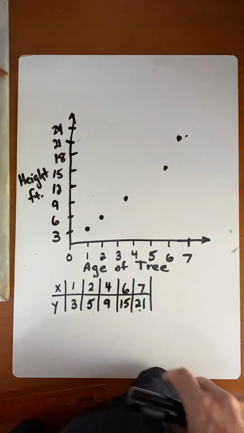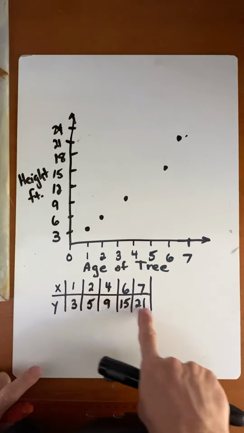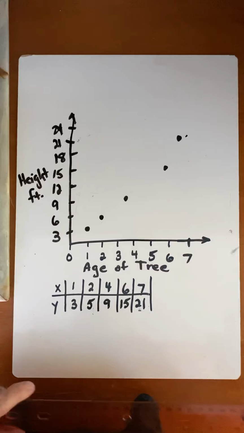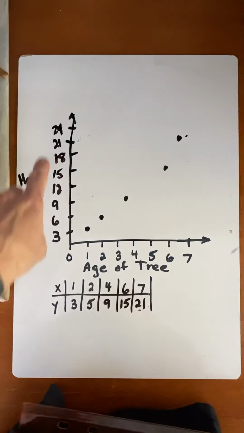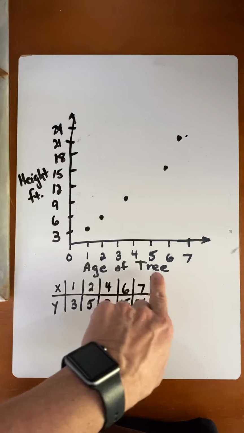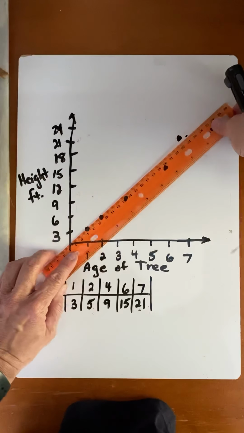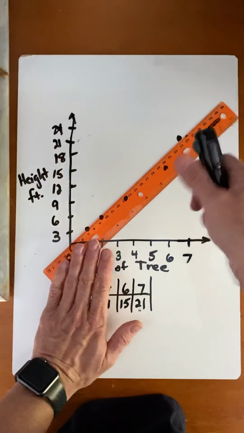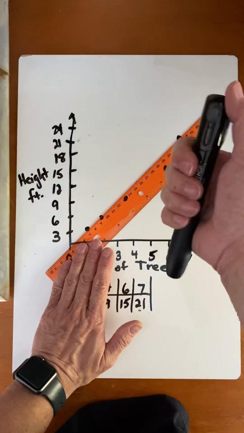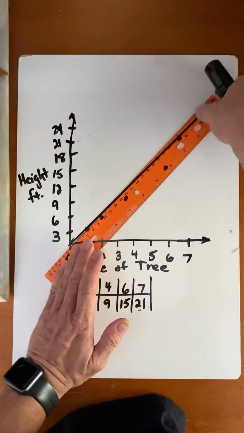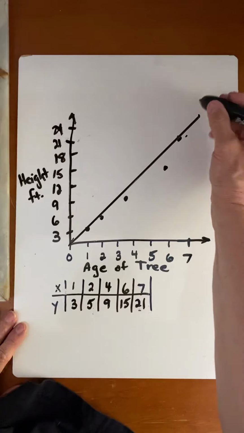So what does that mean? Well, here I've given you some data points and I plotted them. This is the age of a tree. This is the height of the tree. The older the tree gets, the taller the tree gets. So it's a positive correlation. I'm going to connect my lower point and my upper point and draw a line. And then I'm going to come up with the line of fit.